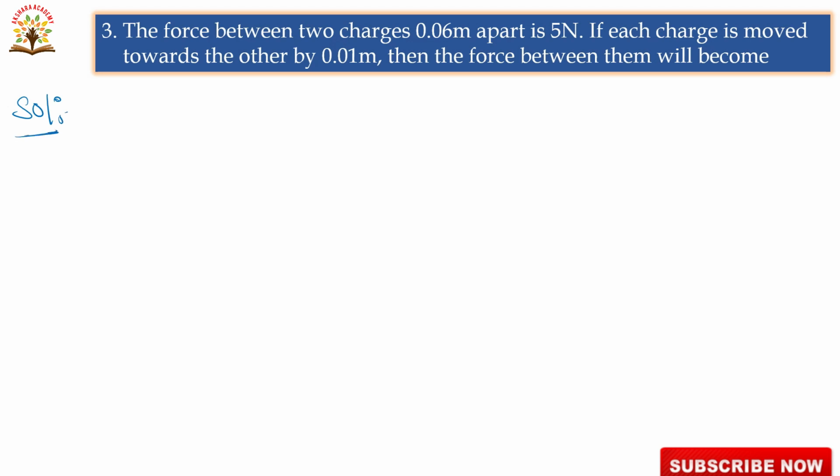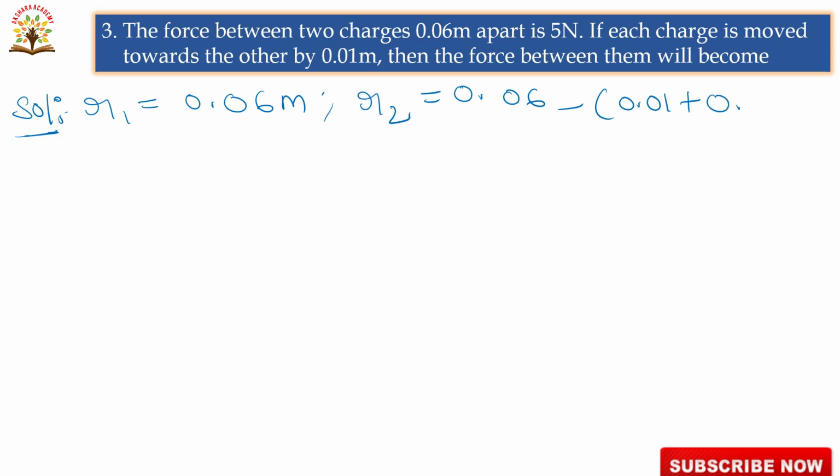Given R1 is equal to 0.06 meters and R2 is equal to 0.06 minus of 0.01 plus 0.01, since each charge is moved towards the other by 0.01 meters. So R2 becomes 0.04 meters. Now they have given the force as 5 newtons.